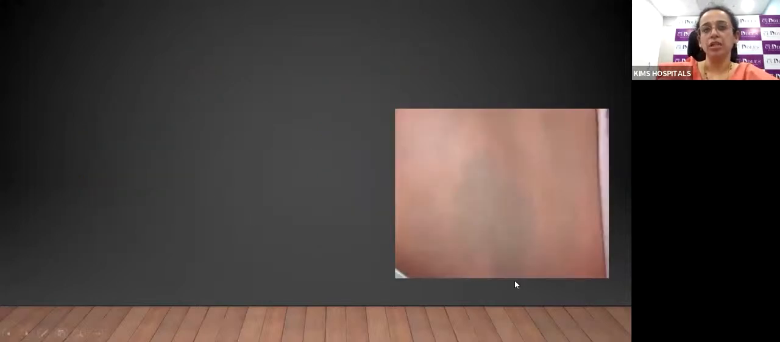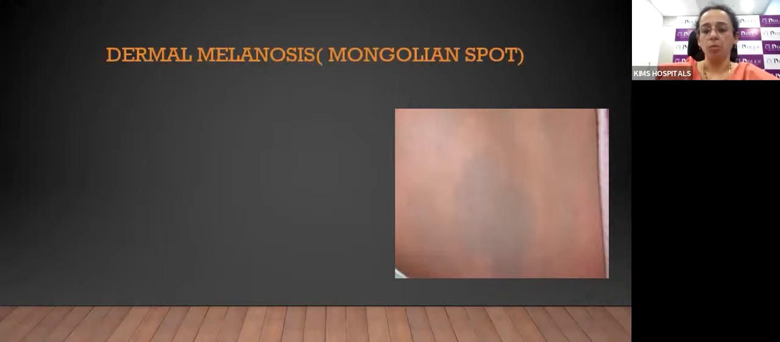So till now we have finished the benign skin conditions. We will see some pigmentary conditions. We can see grayish to green hyperpigmentation over the back of the baby. This is also commonly seen during our postnatal neonatal rounds. This is the dermal melanosis or Mongolian spot.